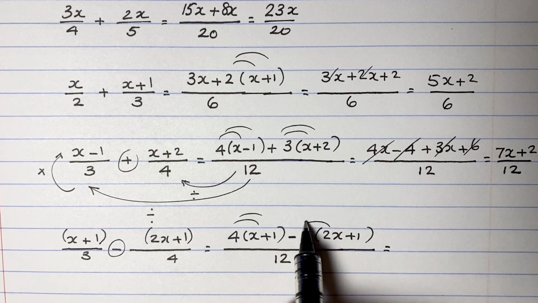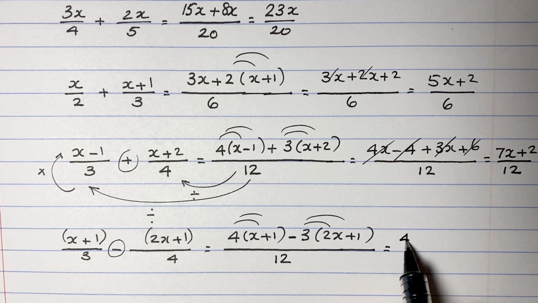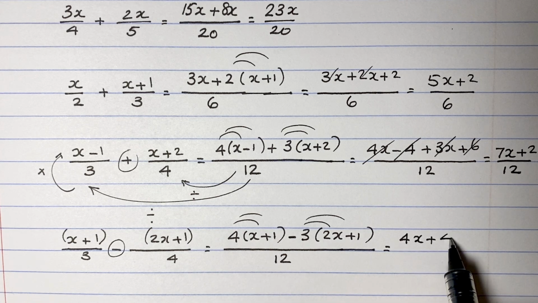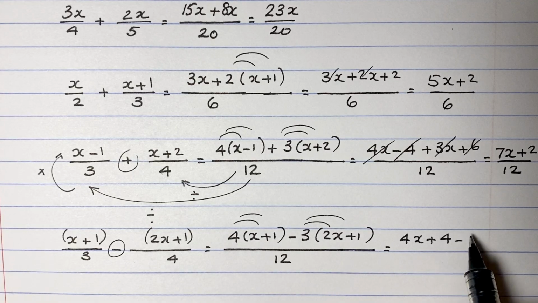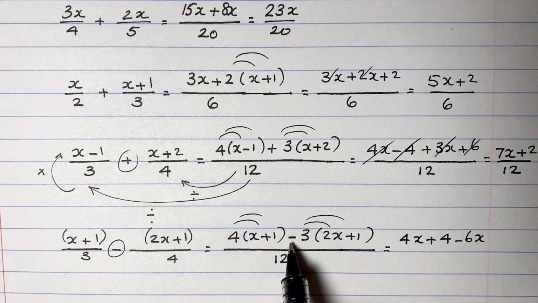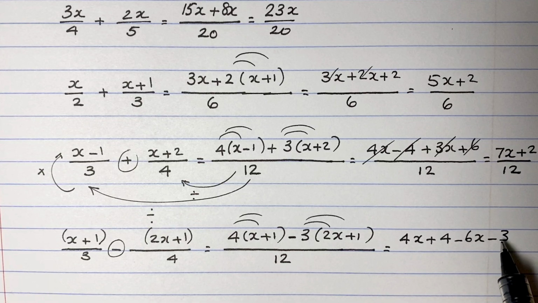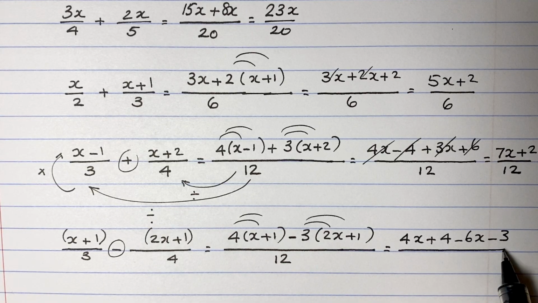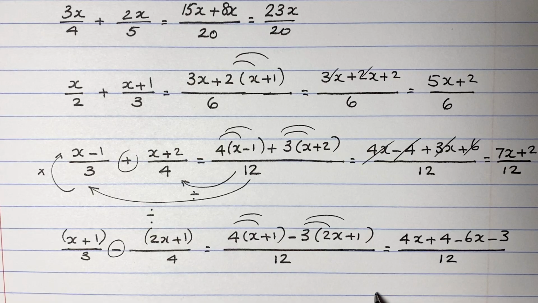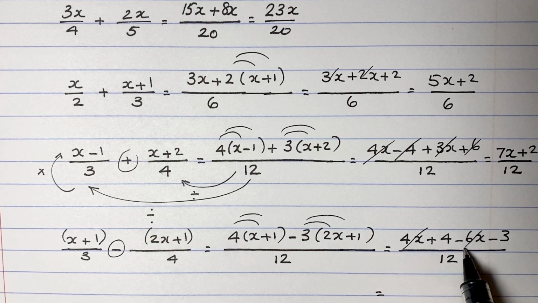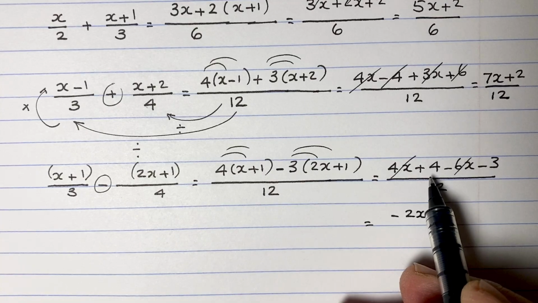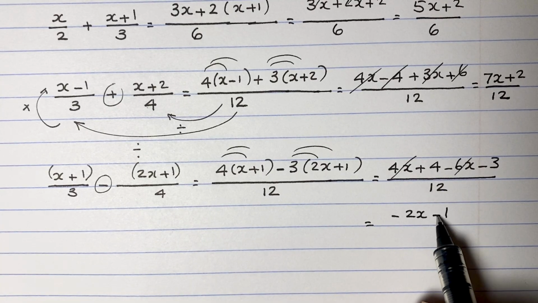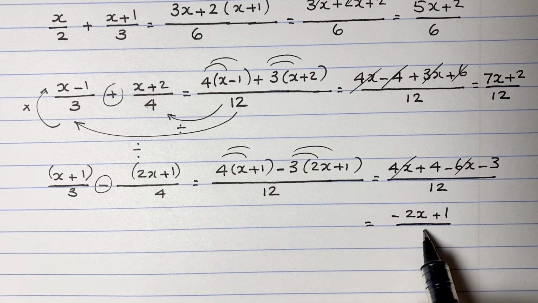Removing the brackets, we have 4x plus 4. The number out here is minus 3. Minus 3 times 2x is minus 6x. And minus 3 times plus 1 is minus 3. Divided by 12. Simplify. 4x take away 6x is minus 2x. Plus 4 take away 3 is plus 1. All over 12.